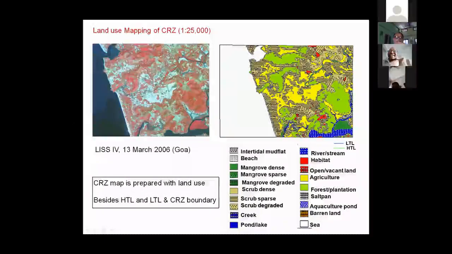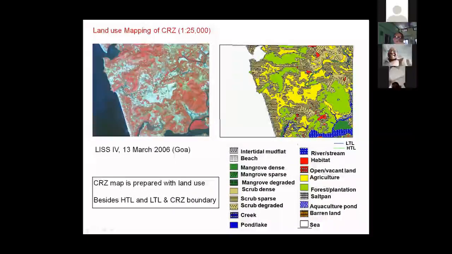CRZ mapping is highly useful when you do any type of management practices. If you want to study the different HTL, LTL and CRZ boundaries, you can map them like this, and you can study the mud flats and even mangrove degradation over time, how it is happening. Different geomorphological features you can also find out, and all these things you can do.